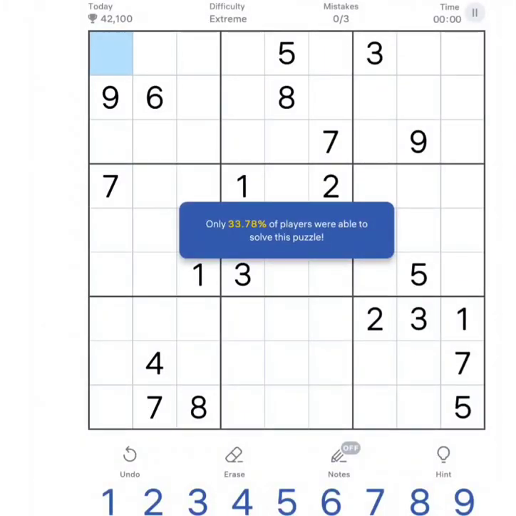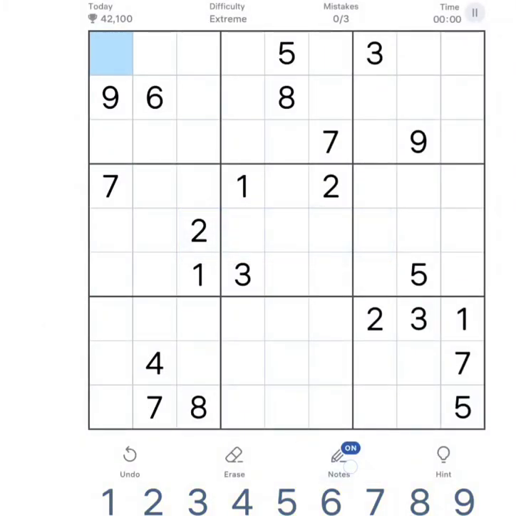Start the next extreme puzzle, and the goal here is to make sure we don't make any errors when we are putting in our numbers. So let's go ahead and get started.